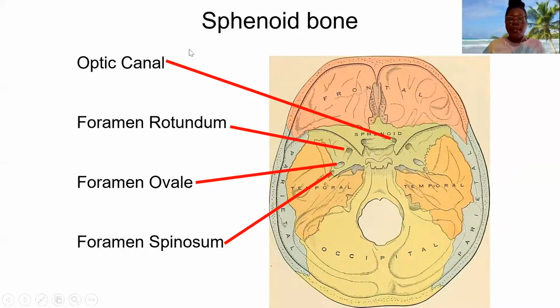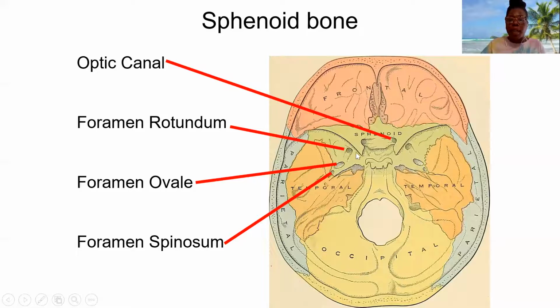So we have another set of foramina here. We've got the optic canal. Now the optic canal is on top. It's going to be medial to the lesser wing. And this is allowing the passage of the optic nerve. So one of our cranial nerves, cranial nerve 2, which controls our sensory component to vision.